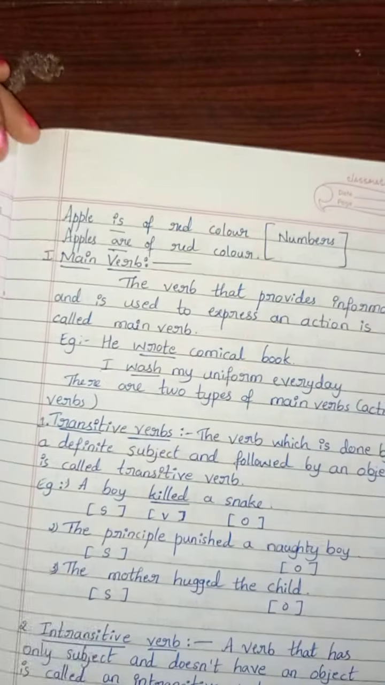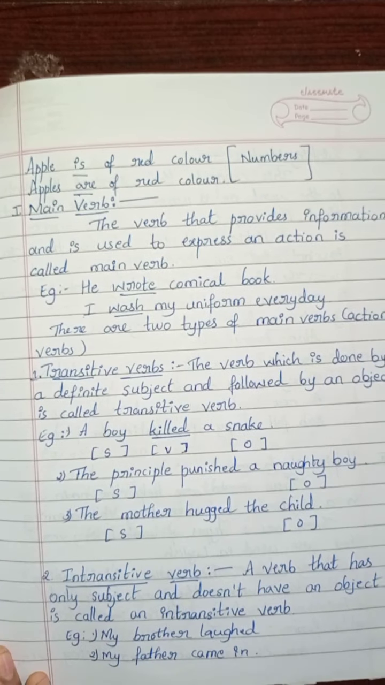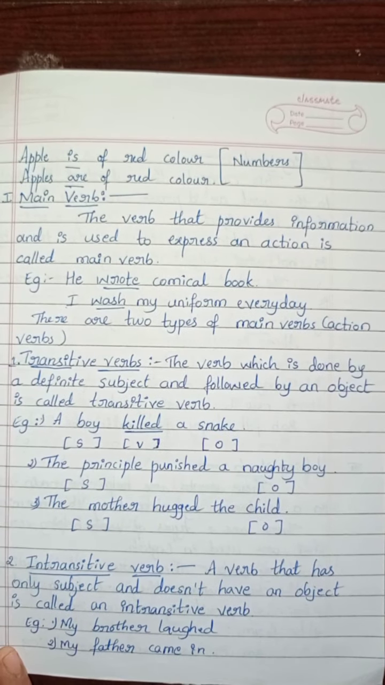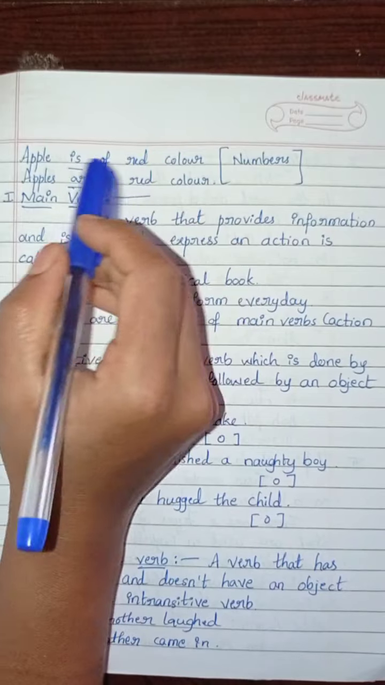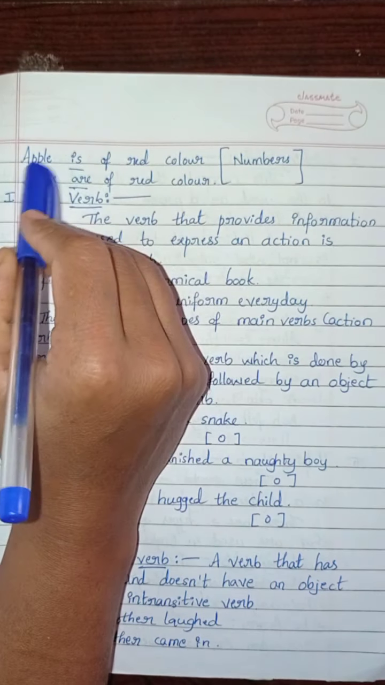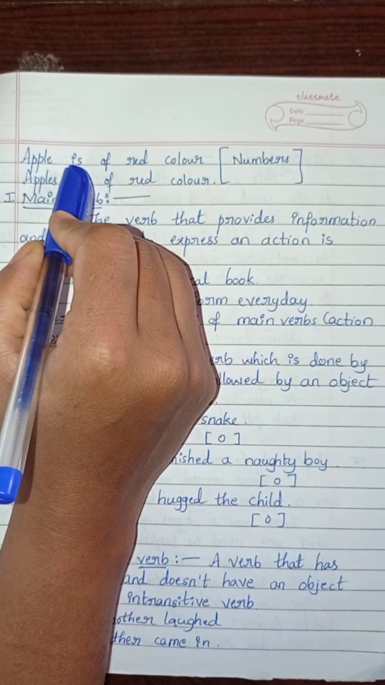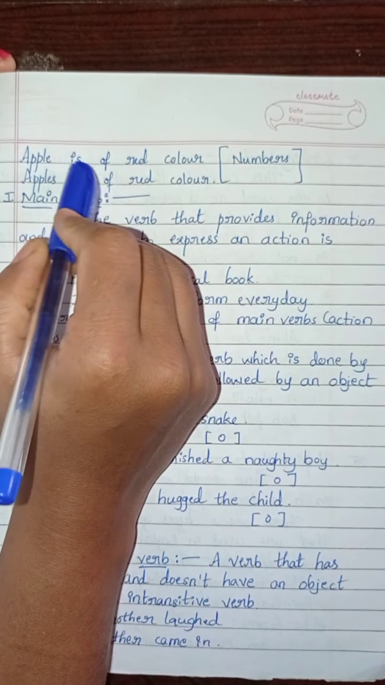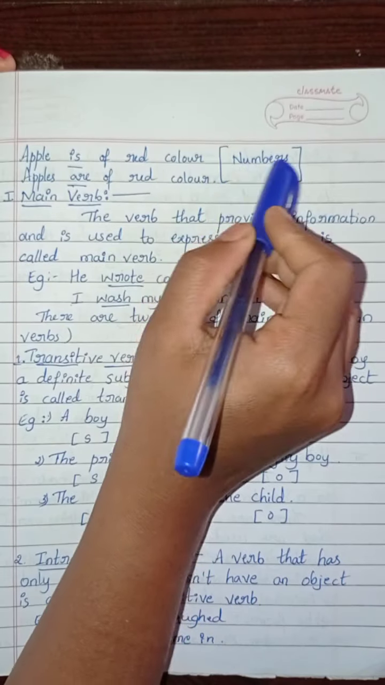One more thing is that, see students, some other examples. Apple is of red color. How many apples are here? Only one apple, so I have written is here. Apple is of red color, according to the number.